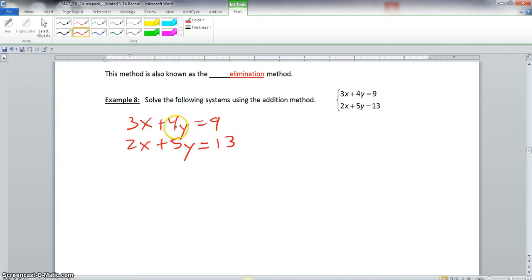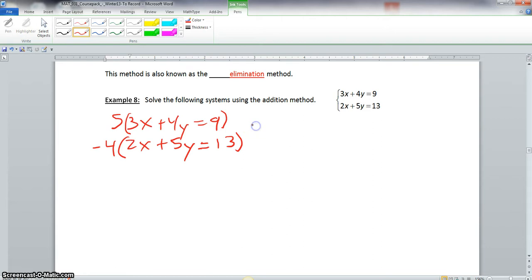Now again, our least common multiple of 4 and 5 is 20. So we ask ourselves, 4 times what is 20? It's 5. So we will multiply this equation by 5. And then down here, 5 times what is 20? We'll multiply by 4. But if you notice, both of these have the same sign. So we have to make one of these negative, so we will have the opposite sign. It doesn't matter which one. I'll just do it on the bottom.